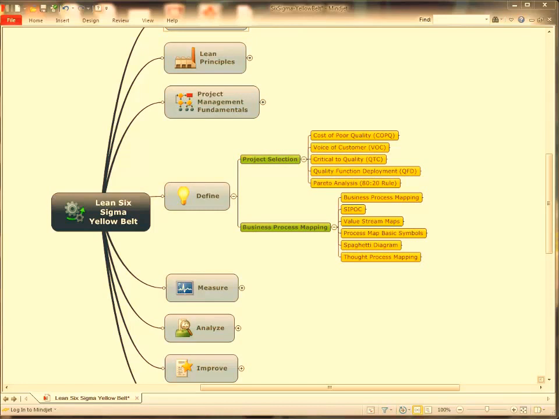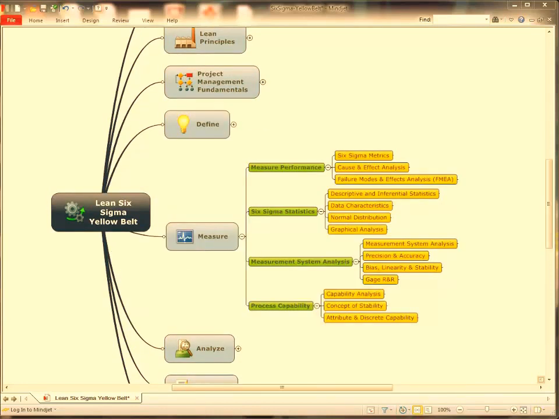We will also cover business process mapping topics, like what is business process mapping, the SIPOC diagram, which stands for suppliers, inputs, process, outputs, and customers, which is a great way for us to map out the process. We'll learn about value stream maps to help us identify non-value added activities in our process. We'll learn about the spaghetti diagram, which helps us to identify wasted motion and to simplify the process. And then we'll learn about thought process mapping.